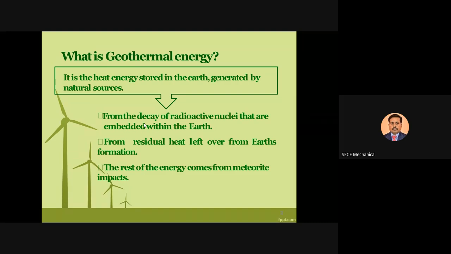So we are using many different techniques for generation of power with the help of this heat energy stored in the earth. That is what we call geothermal. So the general definition of geothermal is heat energy stored in the earth, generated by a natural source. That is called geothermal energy.